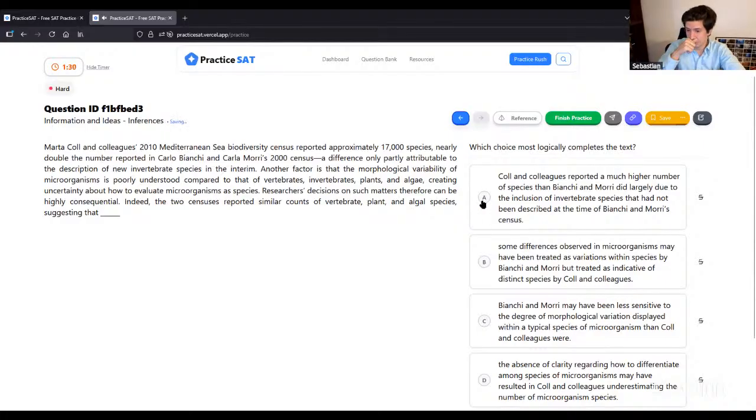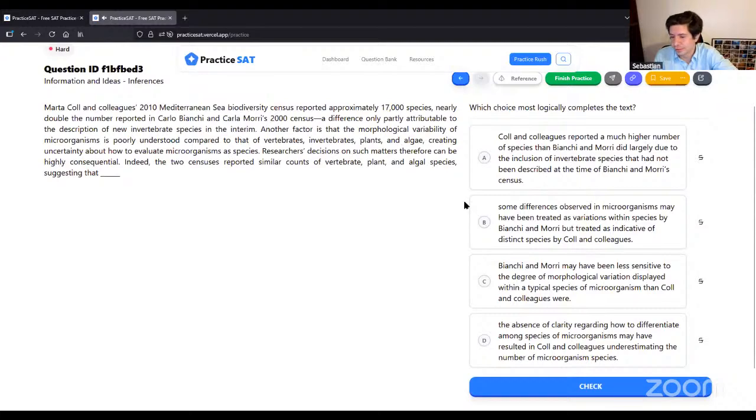Largely due to the inclusion of vertebrate species that had not been described at the time of Bianchi and Mori's census, maybe. Some differences observed in microorganisms may have been treated as variations within species by Bianchi and Mori, but treated as indicative of distinct species by Cole and colleagues. Okay, that one might be it. Because by having them be treated as the same species but different, they might be counting far fewer species for Bianchi and Mori than Cole and colleagues, who would be doing many species. And Bianchi and Mori may have been less sensitive to the degree of morphological variation displayed within a typical species of microorganism than Cole and colleagues were. I don't know, maybe, but I think B is still better.